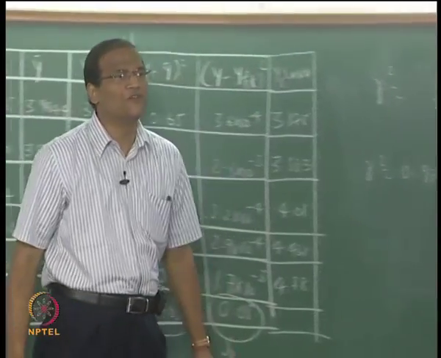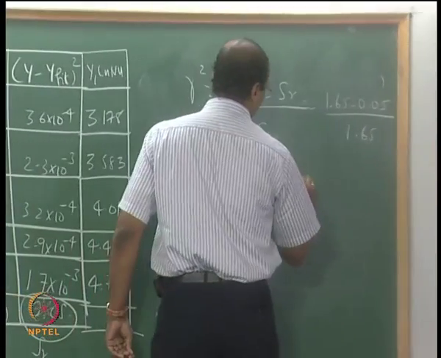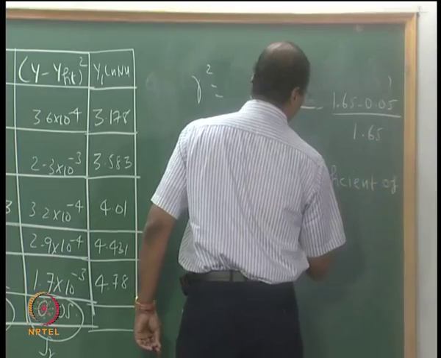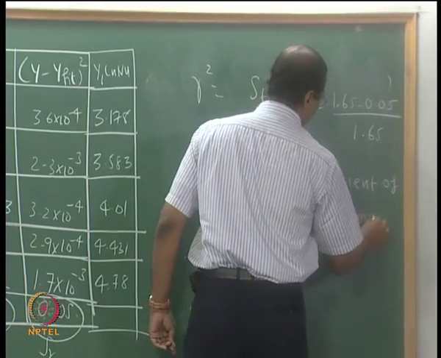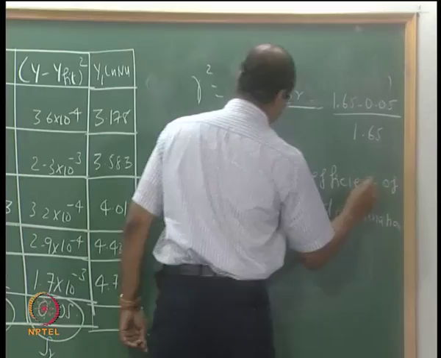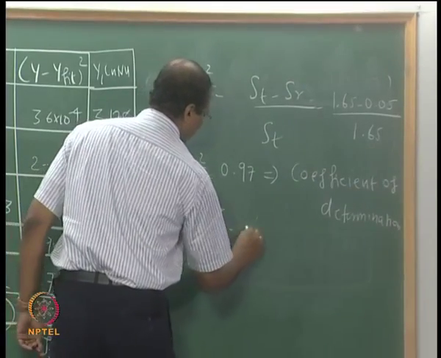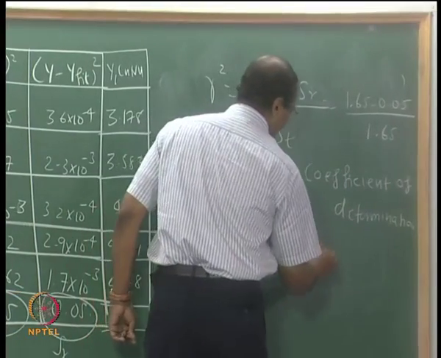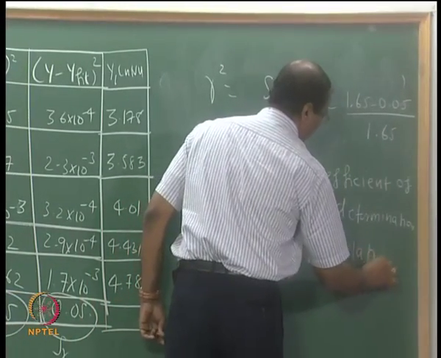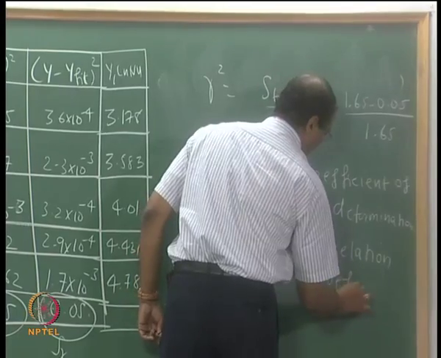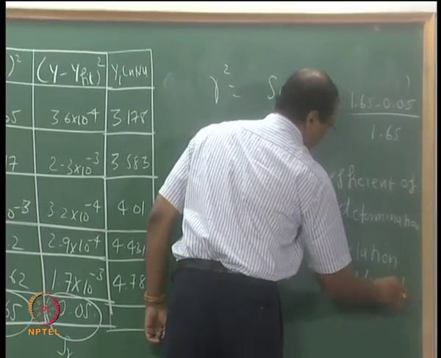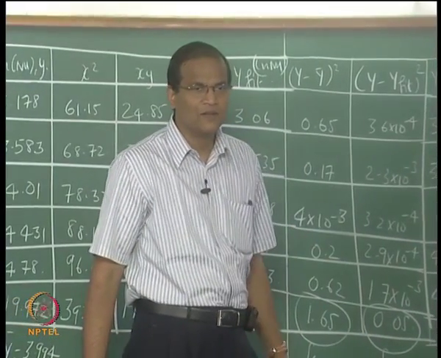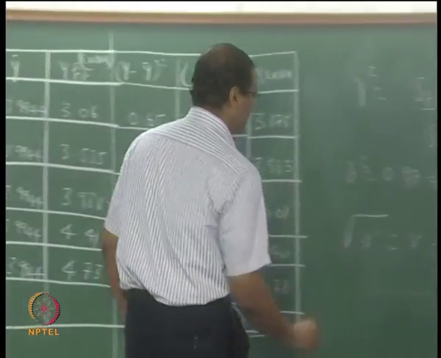This R squared is called the coefficient of determination. The root of R squared, which is R, is called the correlation coefficient. You get an obscenely high value. What is it? 0.98. All right.